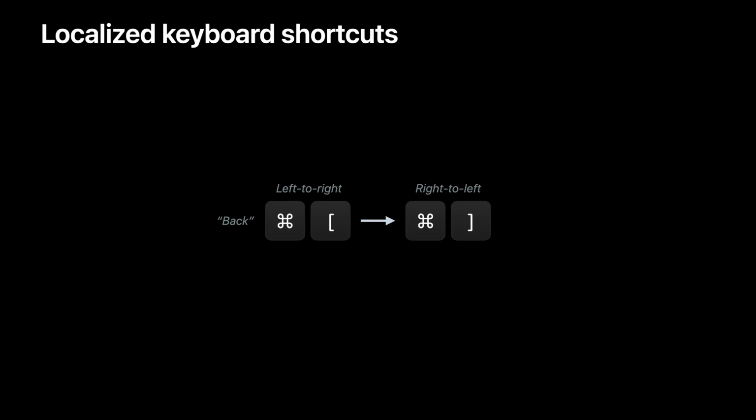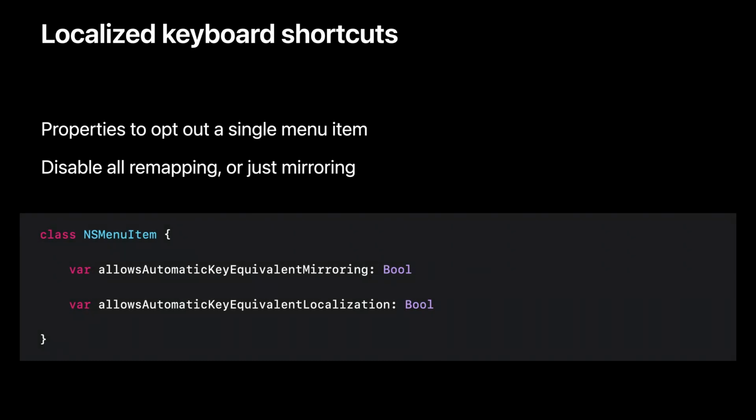In some cases, you might want to disable this mirroring behavior. For example, if your menu item has absolute directionality, like align left for example, you'd want to use the left bracket even in a right-to-left language. We've provided an opt-out for cases just like this. You can control this behavior using some new properties on NSMenuItem. allowsAutomaticKeyEquivalentMirroring lets you control the mirroring behavior for directional keys like brackets. And allowsAutomaticKeyEquivalentLocalization controls all of the localization features, including keyboard mapping and mirroring.